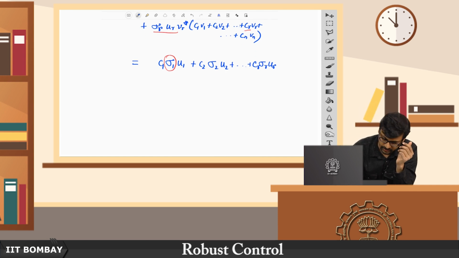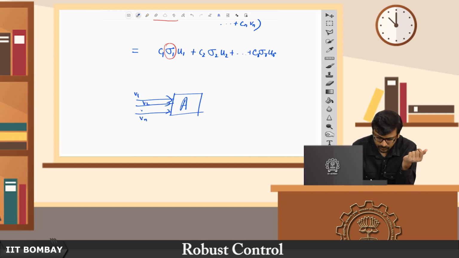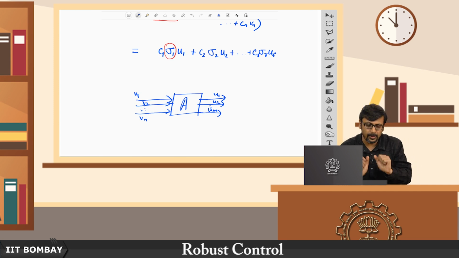If I am to think of this matrix as an input output sort of a map, then these inputs could come along different directions. They could come along V1, V2, dot dot dot till Vn, as we have seen. We can think of them as inputs like this, and the outputs can come along U1, U2, dot dot dot till Um. It so happens that there is this beautiful coupling now.